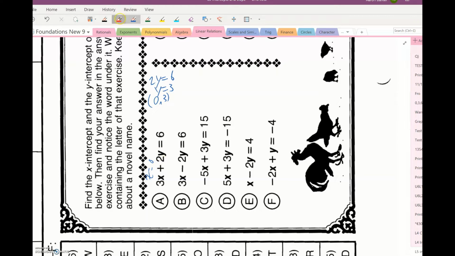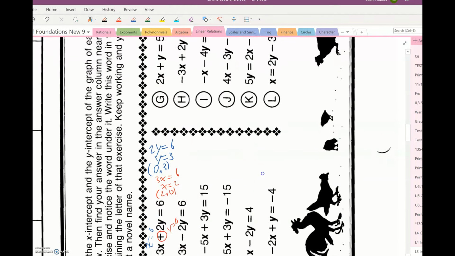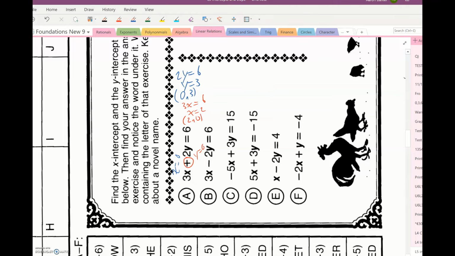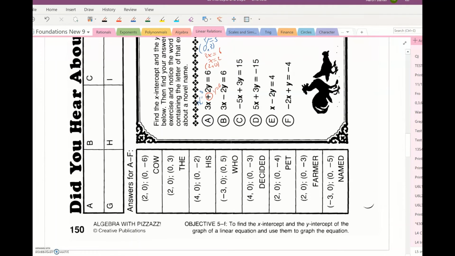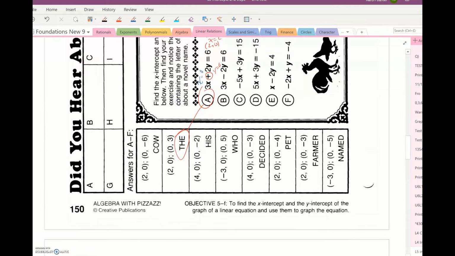And then we'll do the other way around. So then we'll do y equals 0. There's no subtraction sign, so I'll be left with 3x equals 6. x equals 2. So this point is (2, 0). So I will find those points, (0, 3) and (2, 0) right here, for part A.